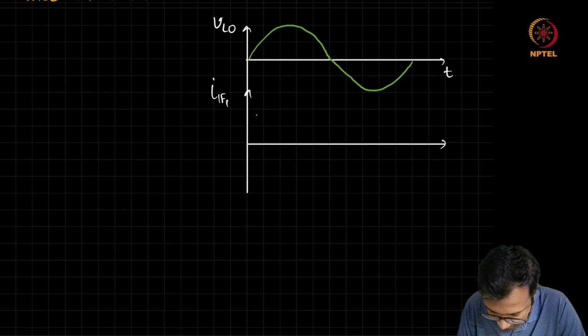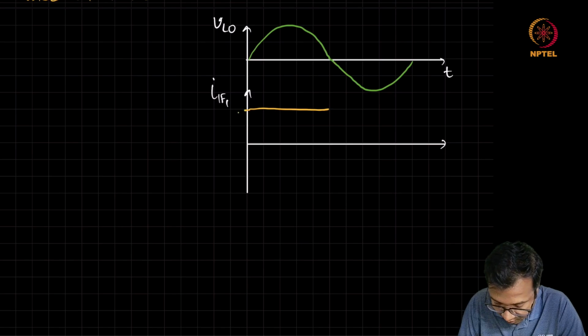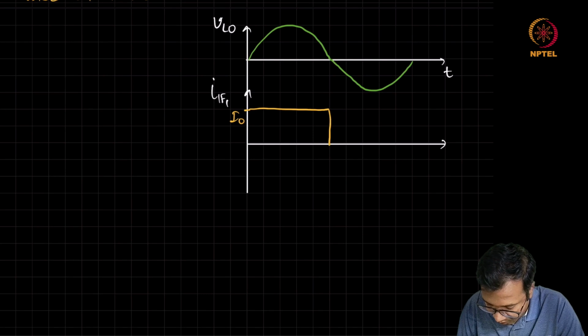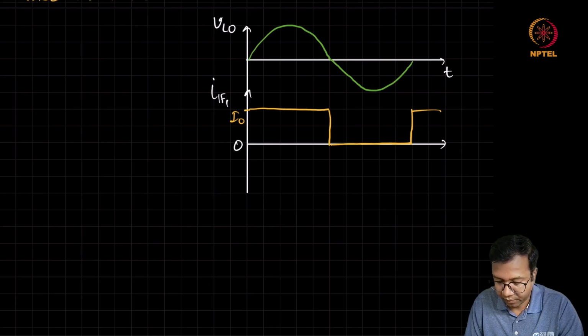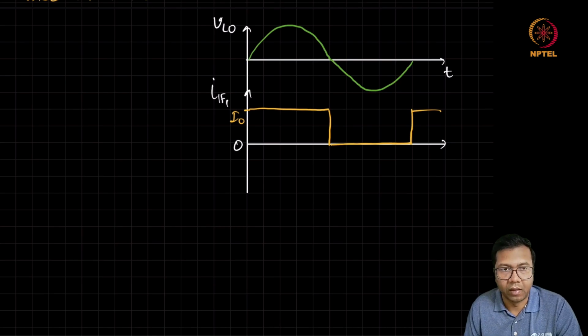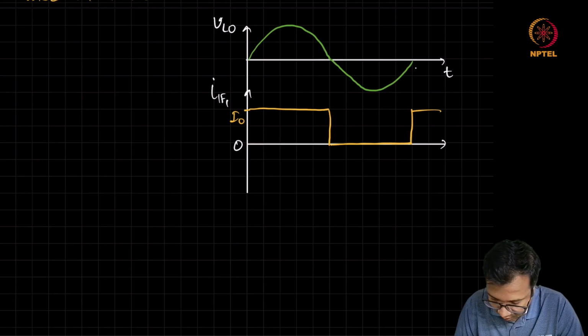So we see that this will go to I0, and then it is going to be 0. Similarly, if I had to plot IF2, it would have been a complementary signal. And this is happening at a period TL.